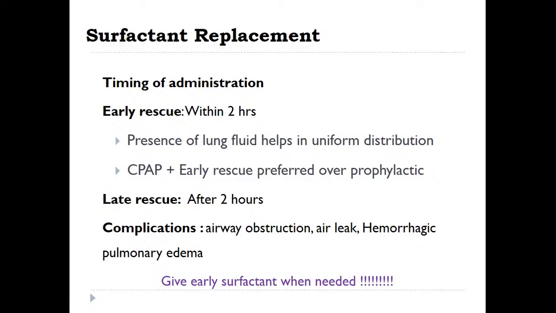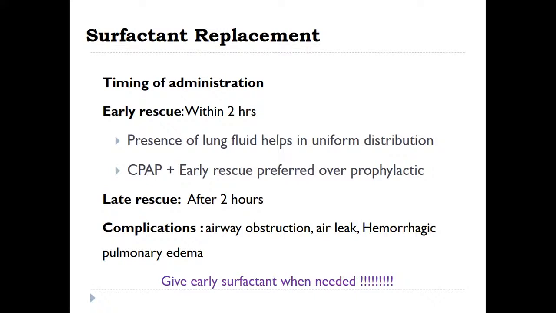So nowadays the majority of centers are giving early rescue surfactant. Sometimes the baby has been born somewhere else and been brought in. Outborn babies may receive late surfactant. One of the common complications of surfactant is that it can lead to airway obstruction. There can be hypoxia, desaturations, bradycardia, and there can be air leak.